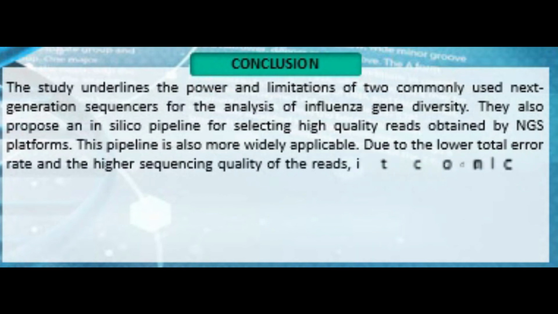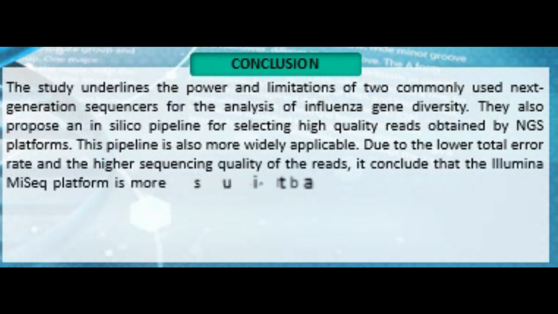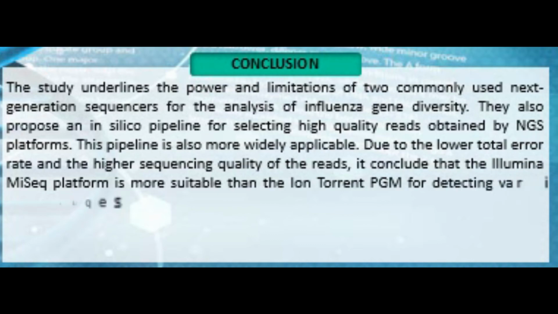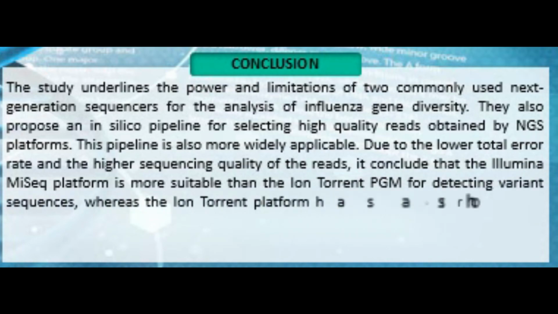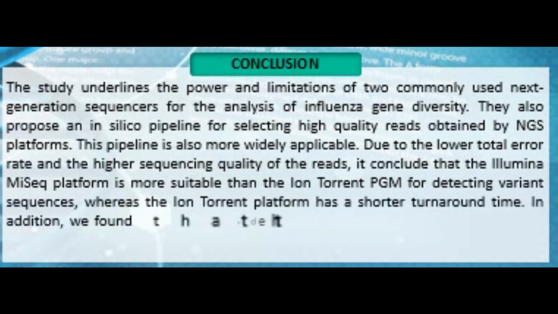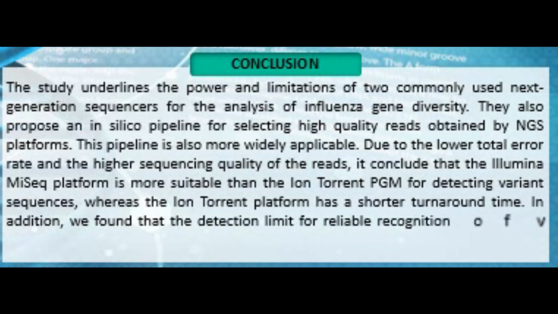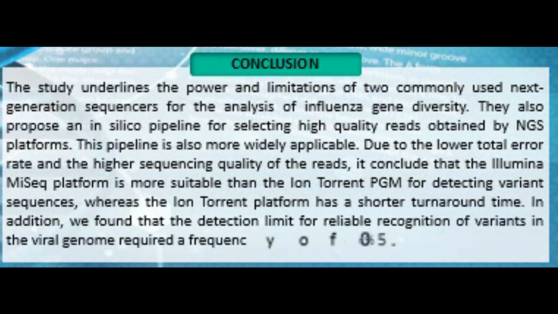MiSeq platform is more suitable than the Ion Torrent PGM for detecting variant sequences, whereas the Ion Torrent platform has a shorter turnaround time. In addition, we found that the detection limit for reliable recognition of variants in the viral genome requires a frequency of 0.5 or higher.